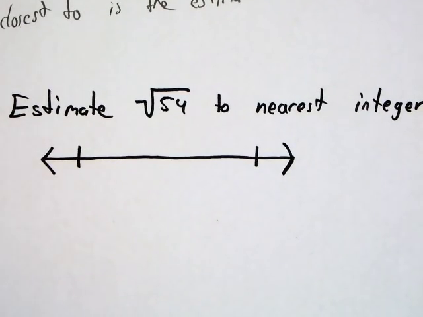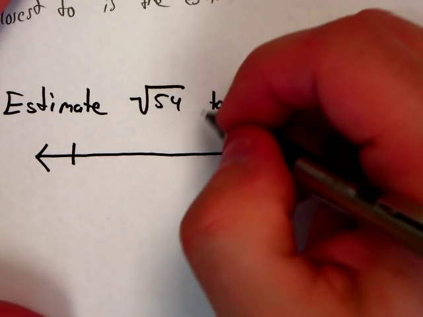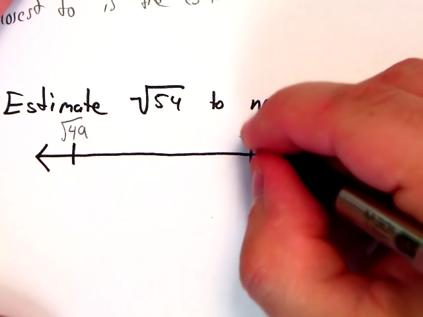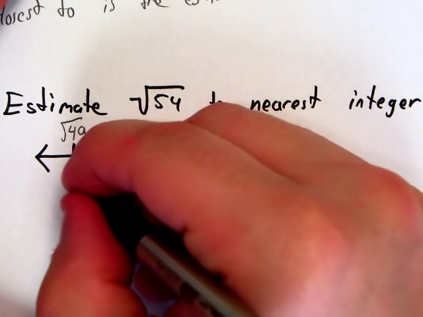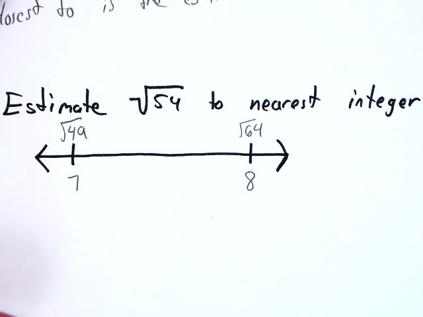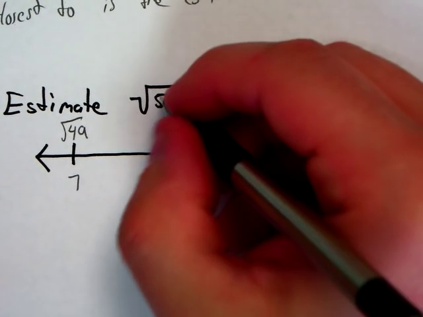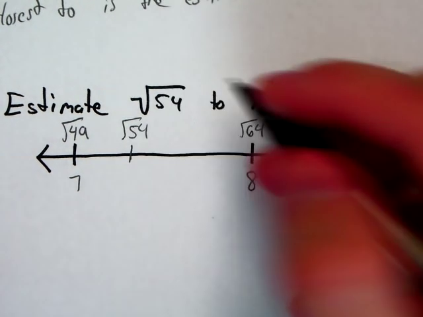So, example 1. It says estimate the square root of 54 to the nearest integer. Now, if we look on our perfect squares, 54 falls between 49 and 64. Square root of 49 is 7. Square root of 64 is 8. So now I put those numbers on a number line, and 54 is going to be in between these two numbers. But square root of 54 is going to be about here.